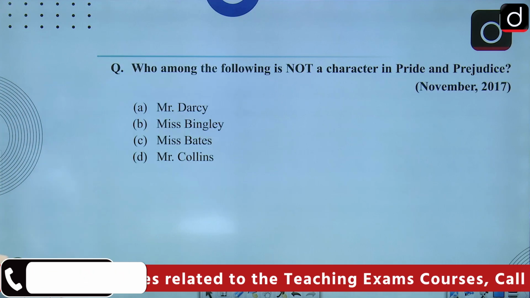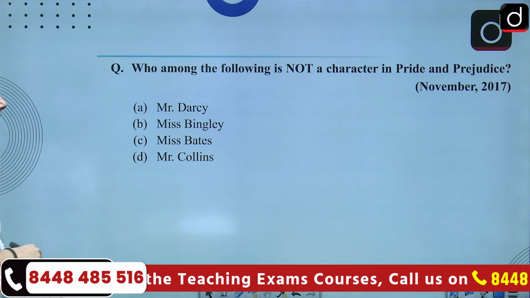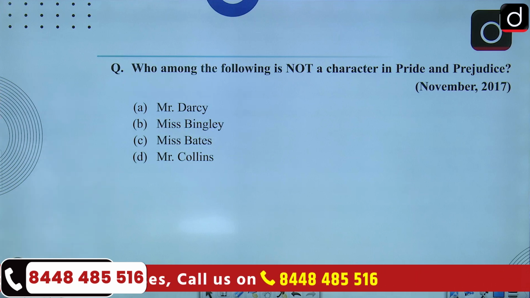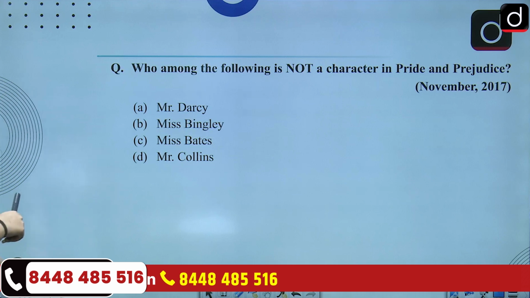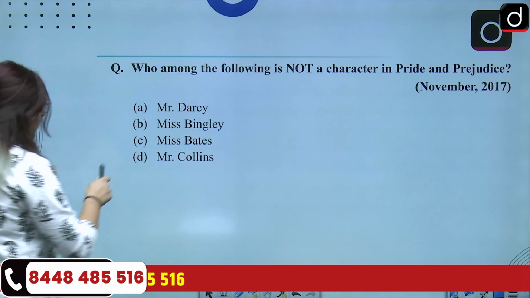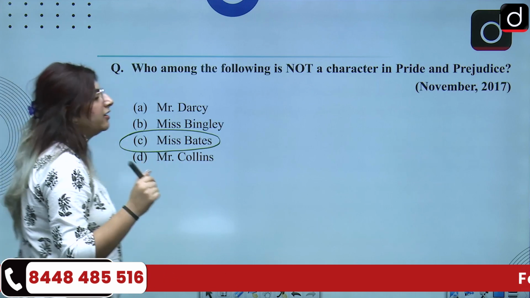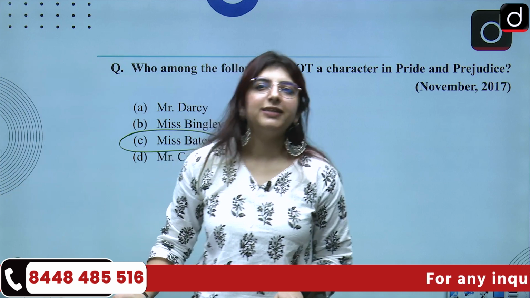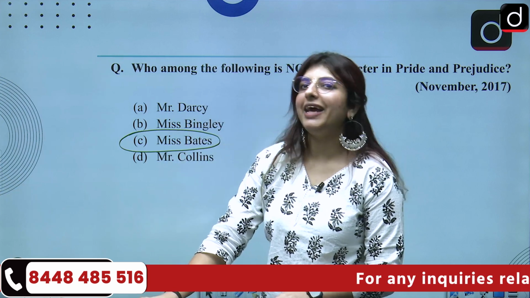Next up, next question: who among the following is not a character in Pride and Prejudice? What is the right answer to this question? The right answer to this question is option C here, Miss Bates. Miss Bates is not a character in Pride and Prejudice. Then in which work is she a character? She is a character in Jane Austen's novel Emma.